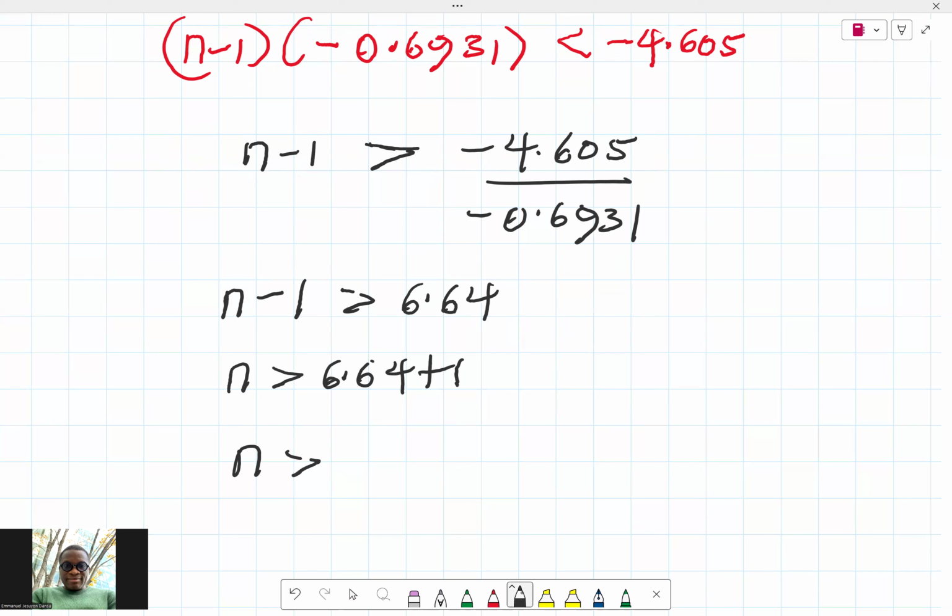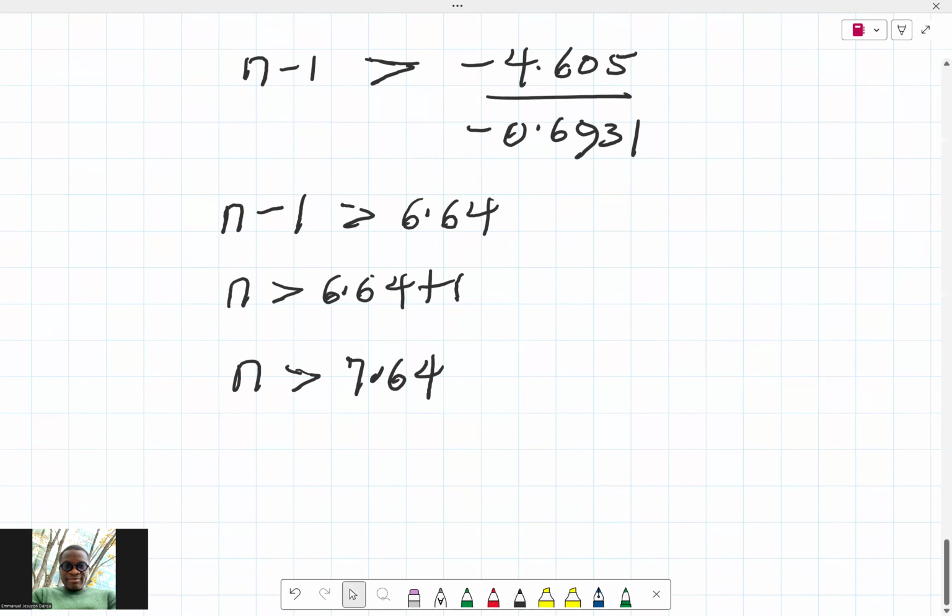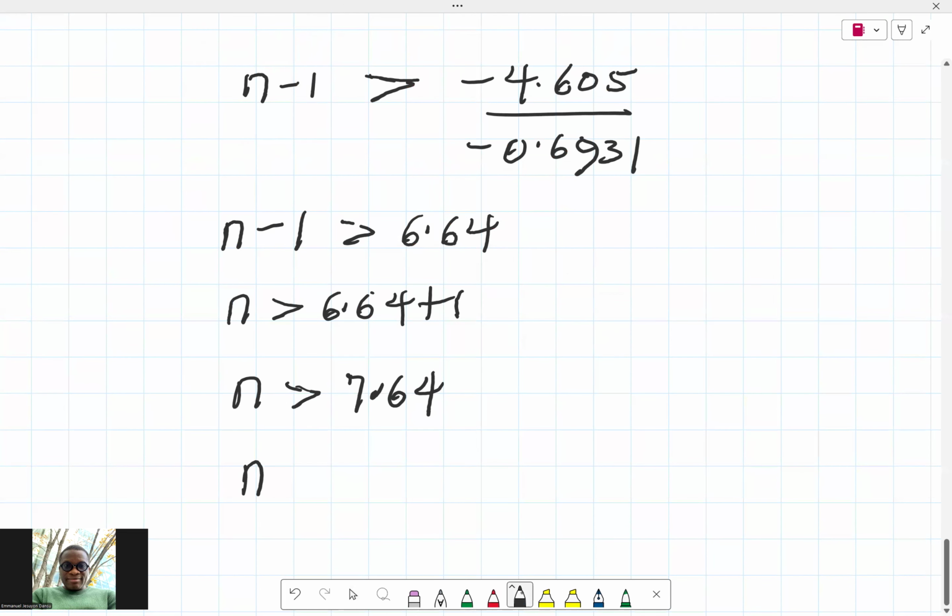So n is greater than 7.64. If n is greater than 7.64, it's safe to say n can be the next integer. If you round this up, you can say that n is approximately 8. So that means this is happening at n equals 8.